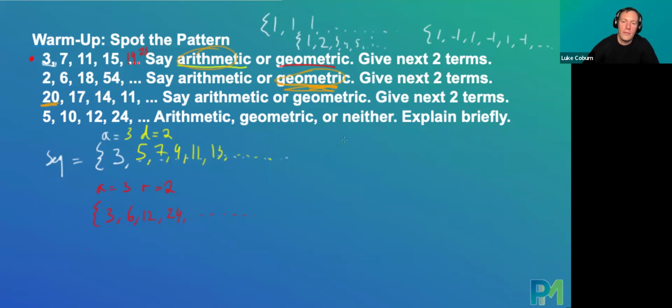So what we have this time is A is equal to 20. And the common difference is actually a negative number. It's -3. So 20 minus 3, minus 3, minus 3. And the next two numbers here would be 11 minus 3, which is 8, and 8 minus 3, which is 5. Okay. And then this one here, it's asking, is this arithmetic or geometric or neither?